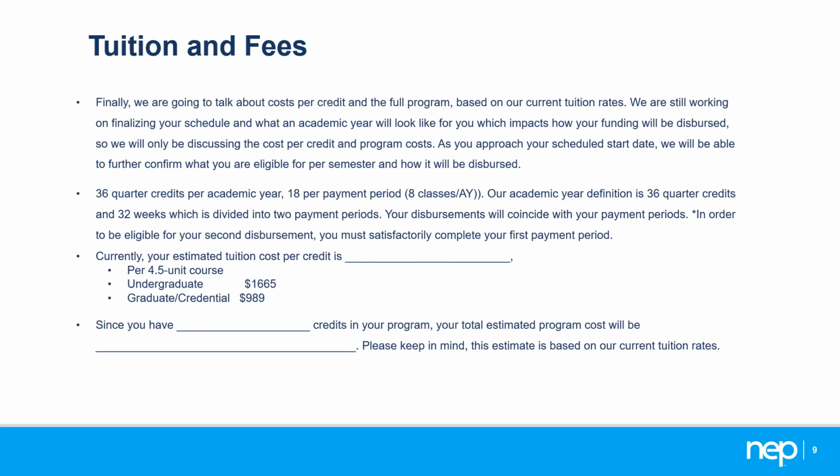After looking at all of the available funding sources and determining financial aid eligibility, we're now going to switch gears and discuss costs. While we have not yet finalized their course schedule or determined transfer credits, we can give them a per credit and per course cost. We can also explain our academic year definition and how it's broken down into two payment periods, where the financial aid disbursements coincide with their payment periods, and that they must successfully complete the first payment period to be eligible for the second financial aid disbursement.